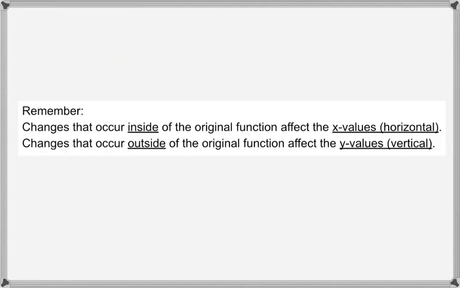So the thing to keep in mind is that changes on the inside of the original function affect the x values because they're inside with x. And changes that occur on the outside of the original function are going to affect the y values. Those are your vertical changes. So I would suggest to deal with one direction at a time. It doesn't matter which you deal with first, the x or the y values, but I would highly suggest making a table of a few points on the original function and then use that table to do the transformations. And again, focus on the x column and the y column separately, one at a time.